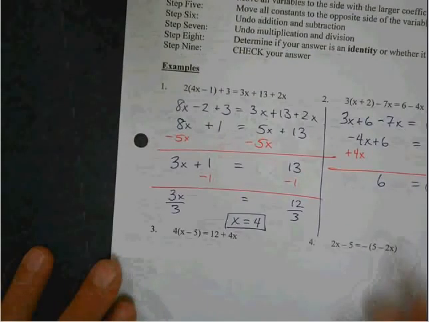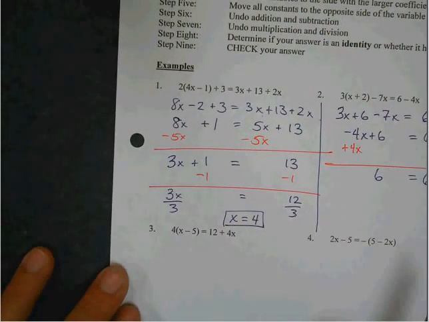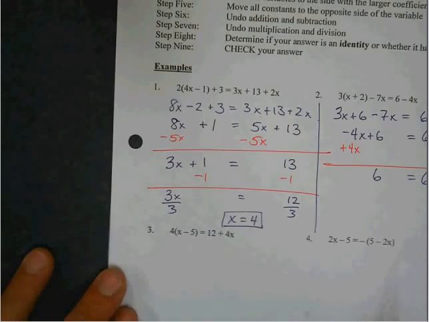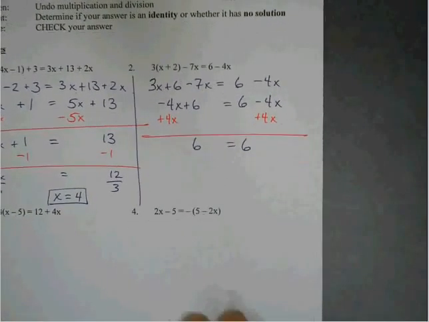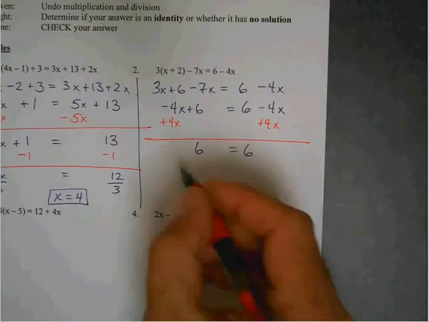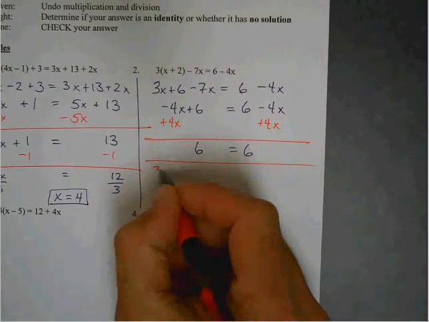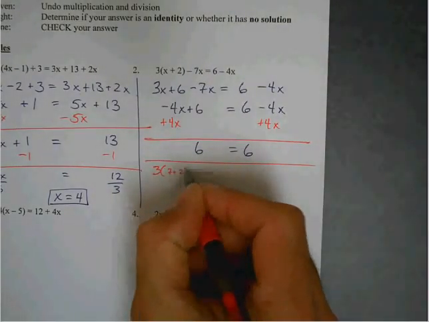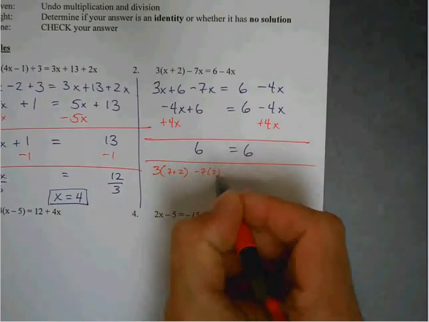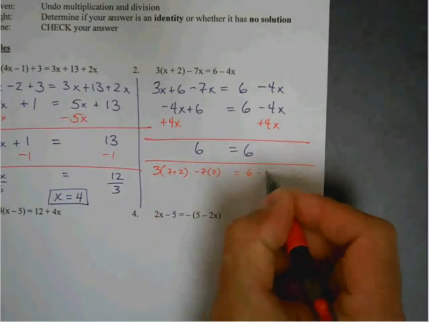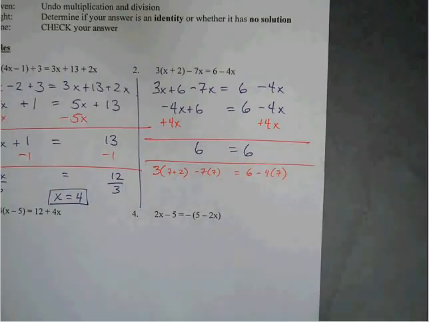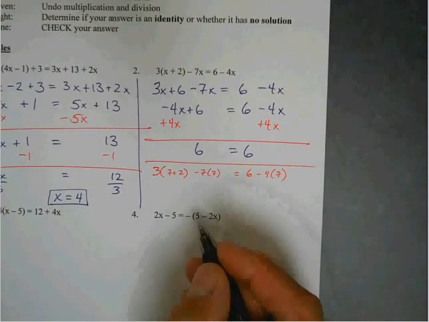If you had picked a number at random on number 1, would it have worked? No. All right, let's try. He's choosing the number 7. Here we go. 3 times (7 plus 2) minus 7 times 7 equals 6 minus 4 times 7. Who's good at their mental math here? All right, go ahead, Scotty.